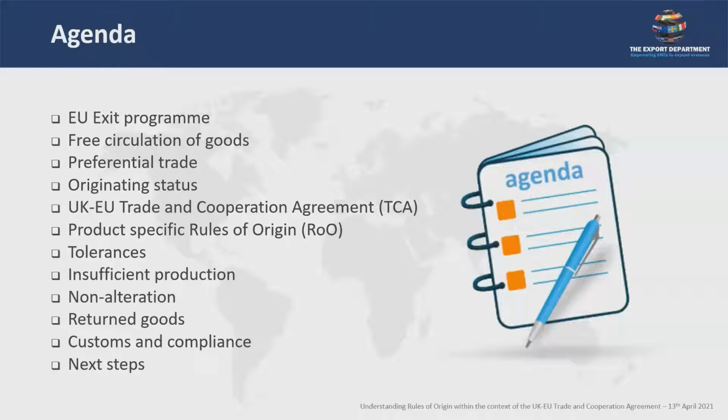We'll cover non-alteration: when goods are transiting through countries, having a stop off in a third country that isn't party to that preferential trade agreement, how that origin is protected. And we'll talk about returned goods and customs compliance, in terms of what you need to do to make sure you're complying with the Trade and Cooperation Agreement, whether you're exporting or importing. Then we'll cover a little bit about next steps and how you can have a deeper dive into this particular subject, if that's relevant to you.